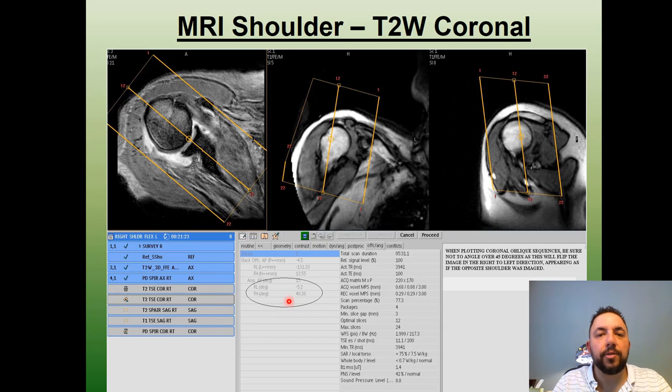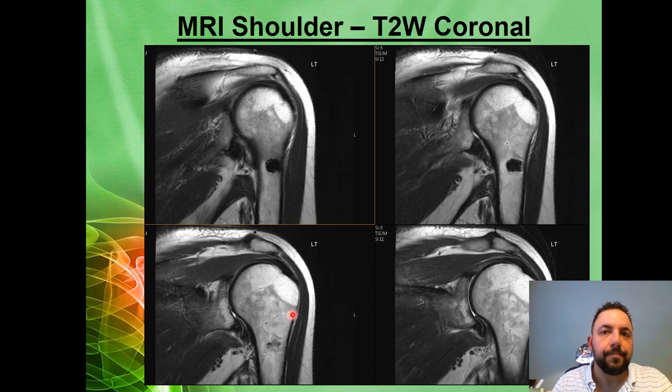Again, our angulation, we want to ensure that we do not exceed 45 degrees, or again, our images will flip into the opposite direction, and it will mimic or give the look that it is the opposite shoulder that was actually acquired.